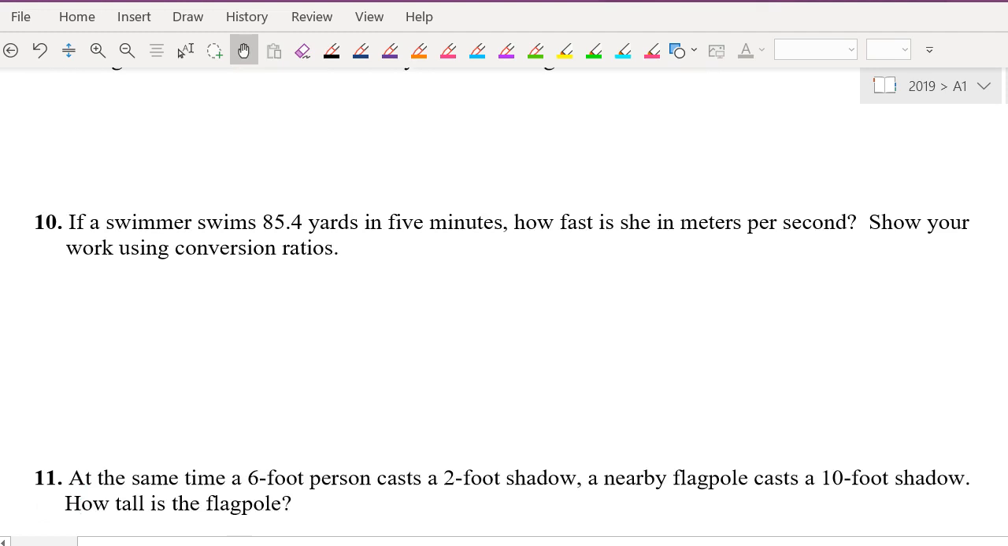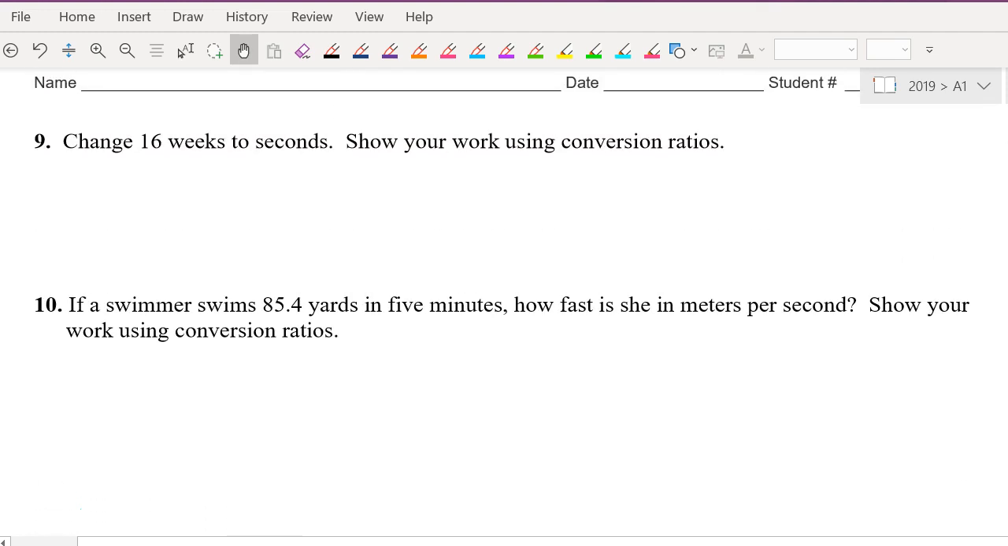Okay. Change 16 weeks to seconds. Conversion ratios. All right. Okay, I will offer 10 points to someone that comes up here quick. Well, actually, let me do this first one real quick, and then you can come down. He's earned it, hasn't he, with all his help for everybody? Okay, come down.